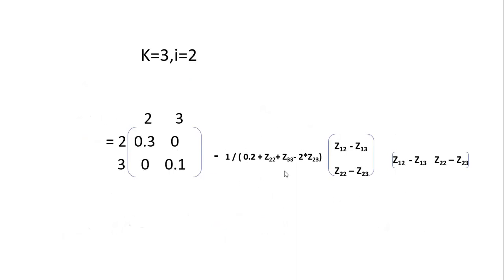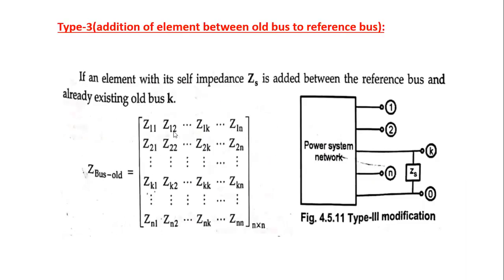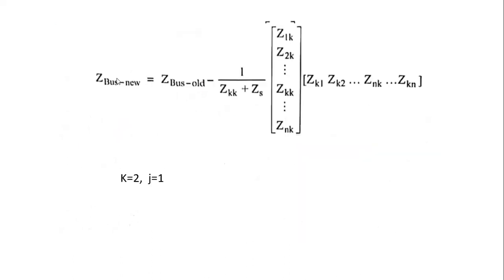Okay, after completing the step 4 modification, we obtain the Z bus old matrix. Okay, this is the Z bus old matrix, that will be obtained in the step 4. Okay, next coming to the formula.